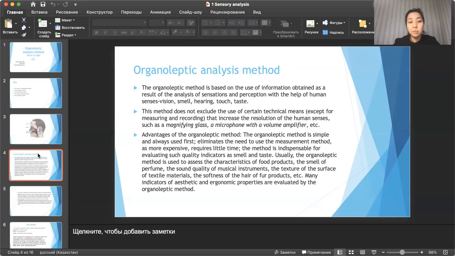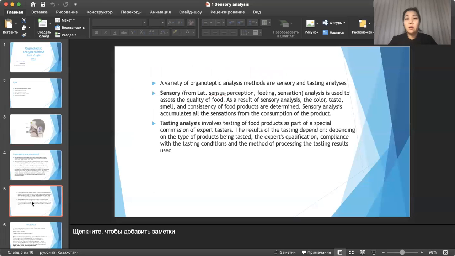Usually the organoleptic method is used to assess the characteristics of a food product, the smell of perfume, for example, the sound quality of music, musical instruments, the texture of some surface or textile materials, the softness of a hair product, and so on. The varieties of organoleptic analysis methods are sensory and tasting analysis.